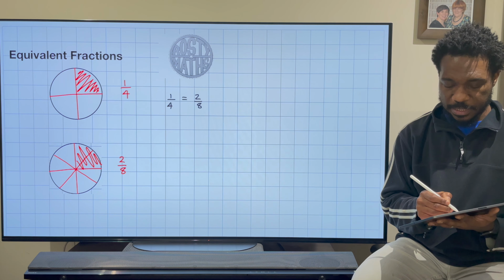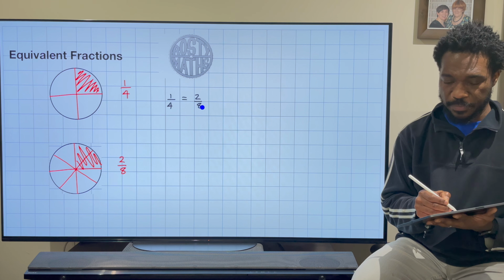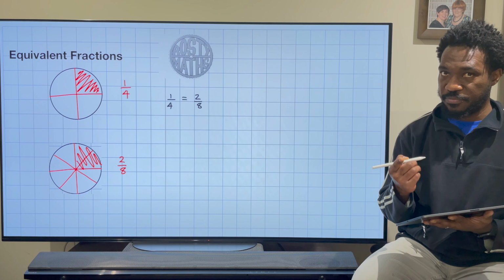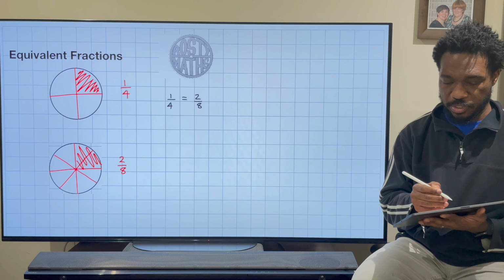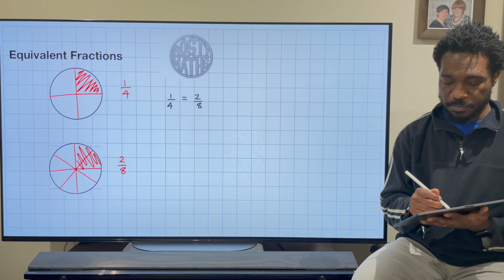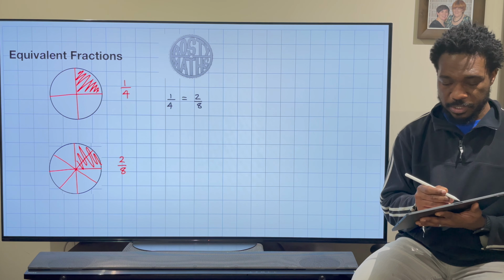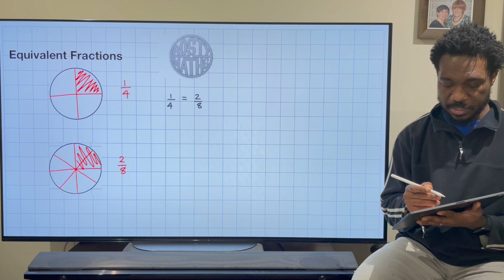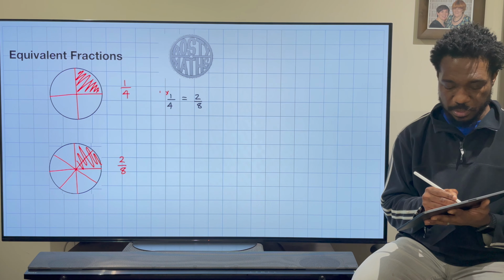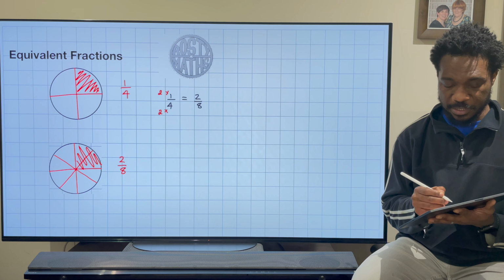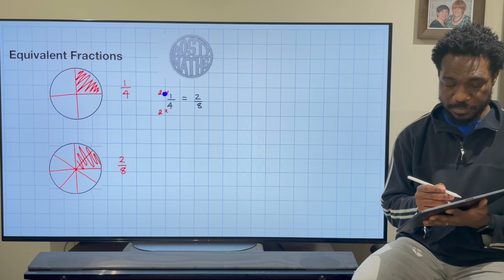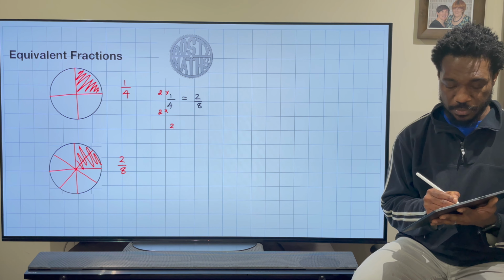Well, let's take this fraction, for example. If I want to simplify it, that's going to be in another video coming up. If I want to simplify this fraction, I can just divide by 2. Or I can multiply this fraction up. So if I multiply by 2, that's the way I'm going to go on this one. If I multiply the numerator by 2 and the denominator by 2, then 2 times 1 gives me 2.